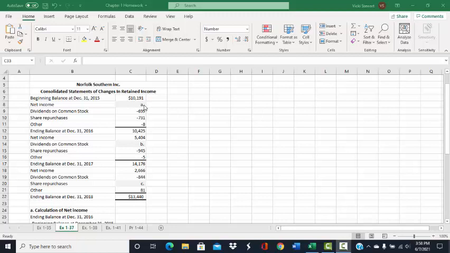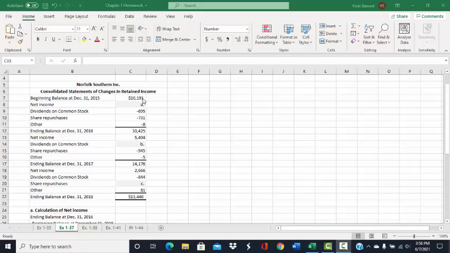In the first year, we're missing the net income. In the second year, we're missing the dividends. And in the third year, we're missing the share repurchases. But since we know the relationship in the statement of retained earnings, we can calculate the missing amounts.